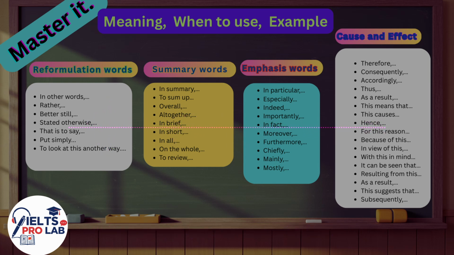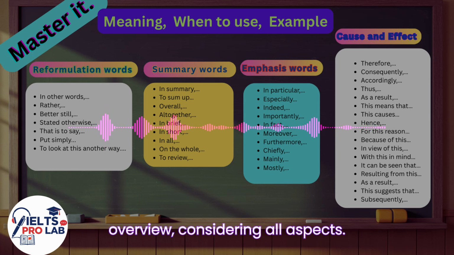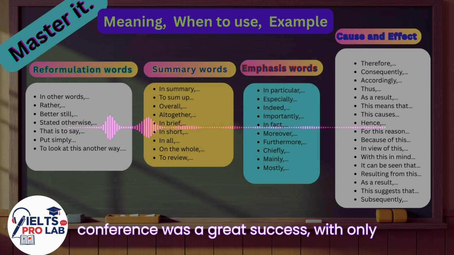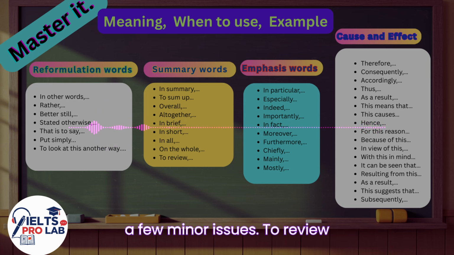On the whole. Use this when you want to give a general overview, considering all aspects. Example sentence. On the whole, the conference was a great success, with only a few minor issues.